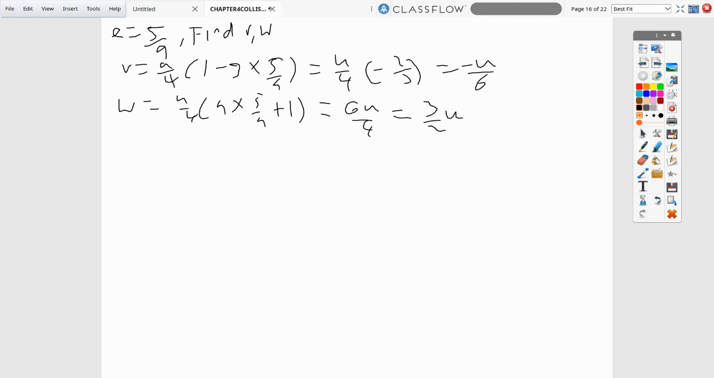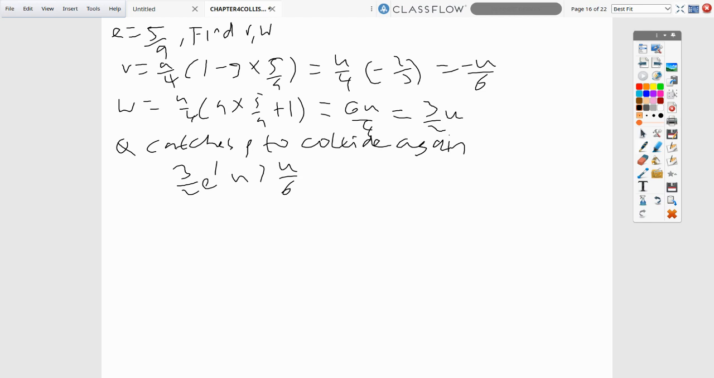We know that Q catches P to collide again. So 3 halves E prime U is greater than U over 6. The U's cancel each other out, so E prime is greater than 2 divided by 6 times 3. So E prime will be greater than what? 2 over 18, which is 1 over 9. As required.